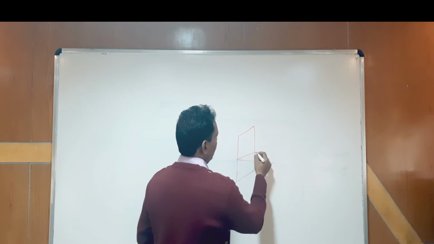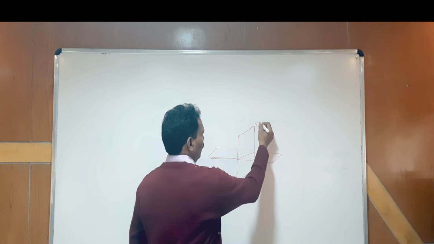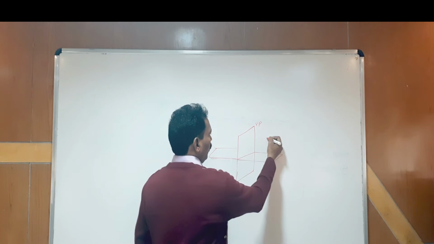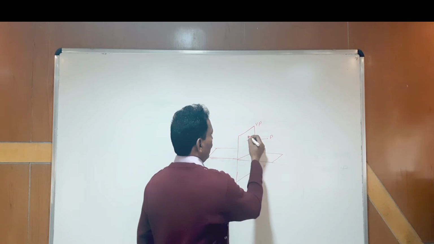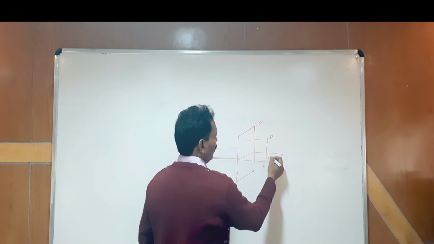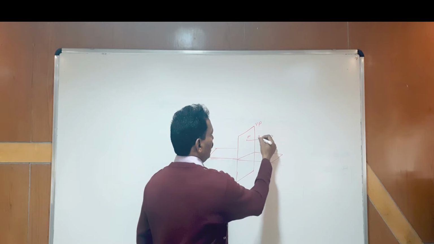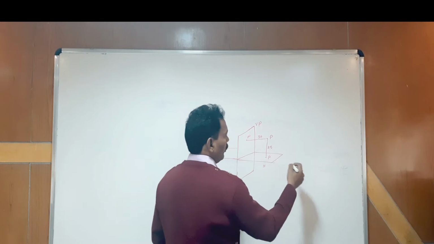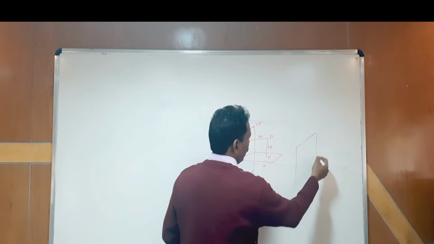In the initial lecture I told you that this is the vertical plane, this is the horizontal plane, and when the point is somewhere here, P, its front view will be somewhere here, P dash, and top view will be somewhere P. Suppose it is 25 mm above HP and 30 mm in front of VP, and when we draw this projection we have to make it on a paper.